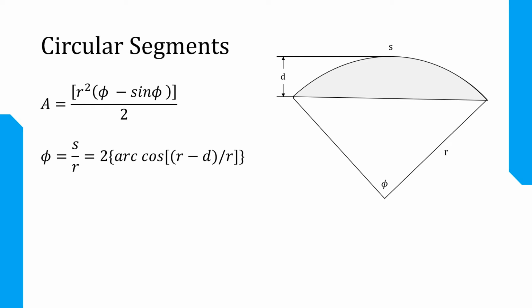A circular segment is a region bounded by a circular arc and a chord. As shown in the shaded portion in the schematic, the arc and chord are both limited by a central angle, which is phi. Use the first equation to find the area of a circular segment when its central angle phi and the radius of the circle r are known. In the first equation, the central angle must be in radians. Use the second equation to find the central angle when the radius of the circle and either the height of the circular segment, d, or the length of the arc, s, are known.